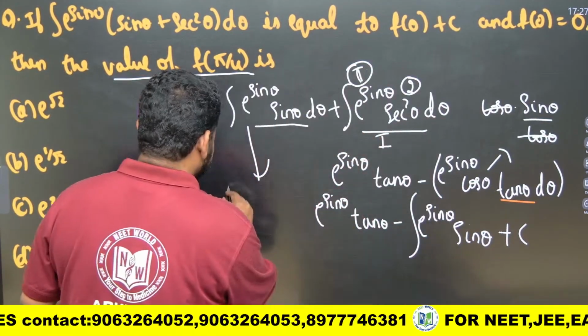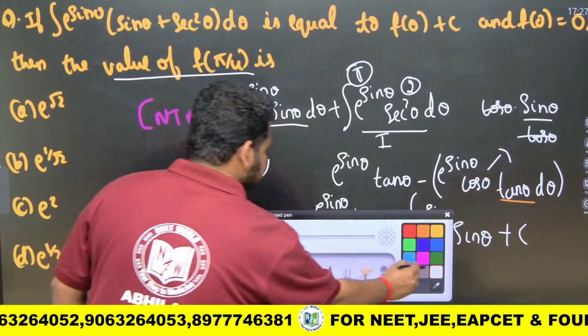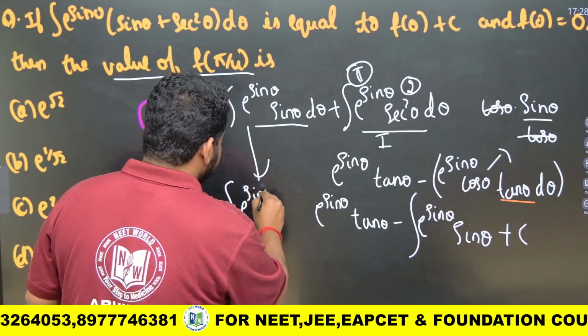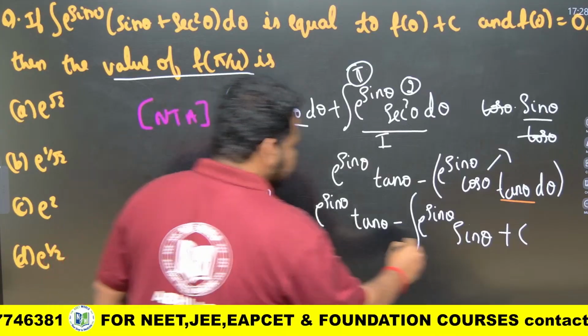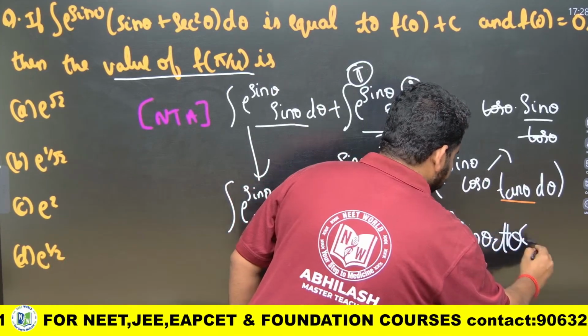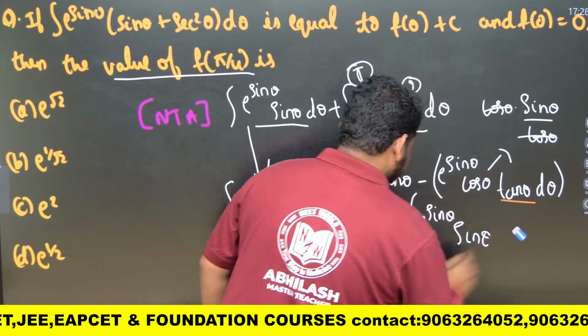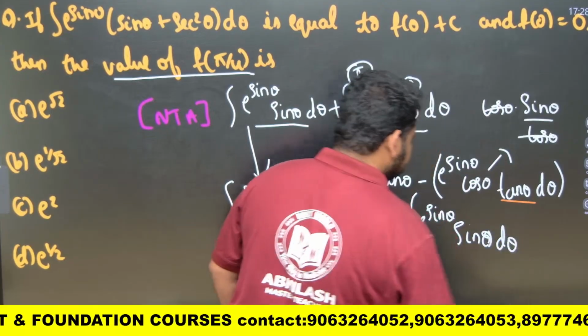Now what do I have here? See here. Now I have here e power sin theta into sin theta d theta. Here also I have d theta. Let me keep it as it is. Now observe carefully: e power sin theta into d theta. This much I have.